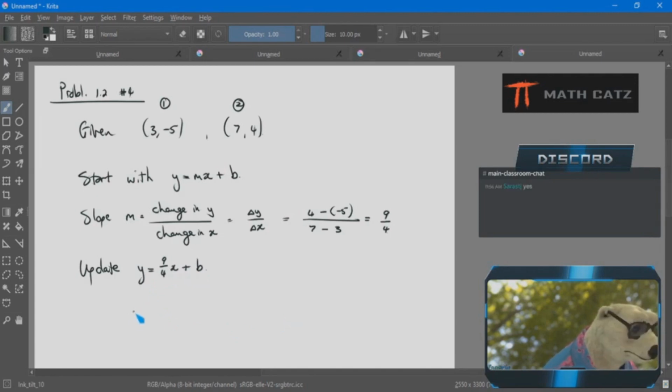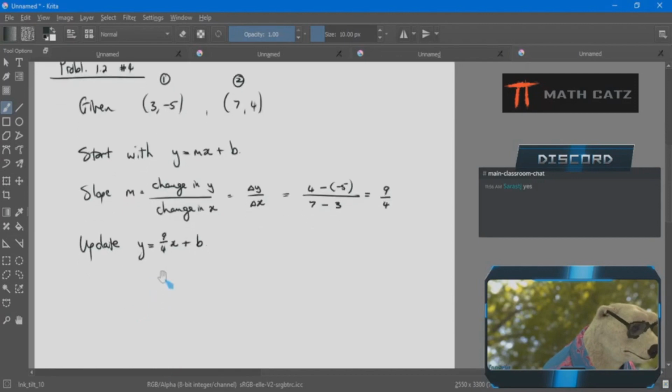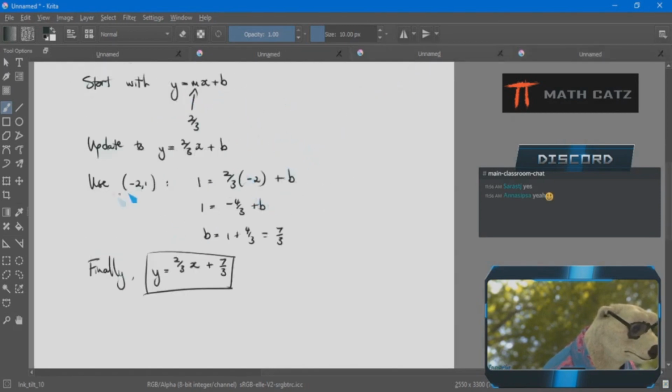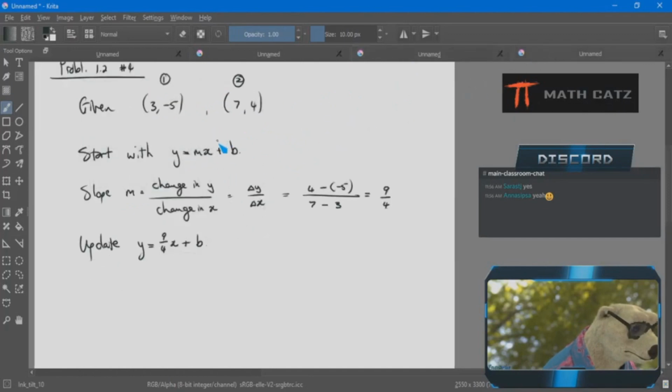Now I have to find the value of b. And I can use either point, just like we did last time. Use a point that has to satisfy the equation. I've just picked the one that looks nicest.